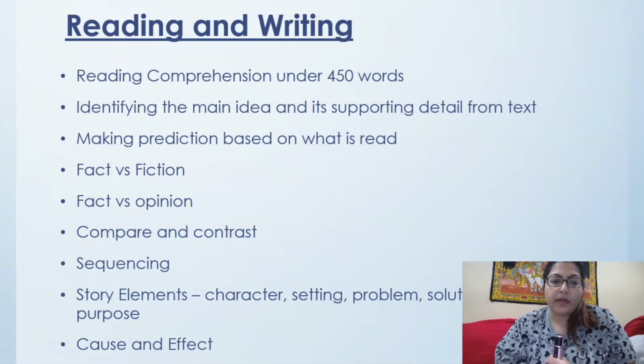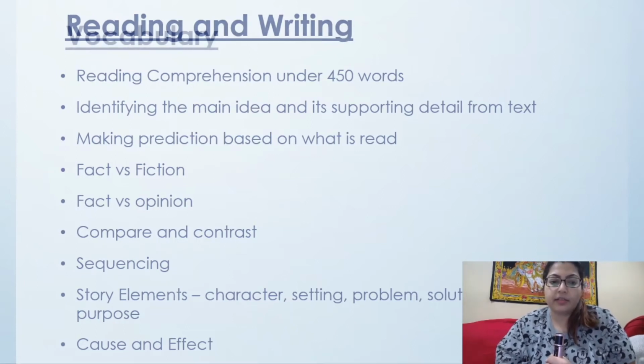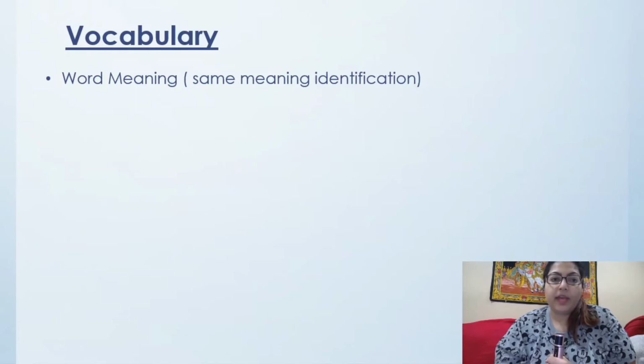Continuing, we have cause and effect. If this happened, what is the effect, and what do you think this effect is the result of? So analyzing that from the text. Then we have vocabulary. The first topic is word meaning. So anything in the vocabulary is of course related to words, and we will be doing different exercises just to reinforce the same word meaning format. First will be the same meaning identification.